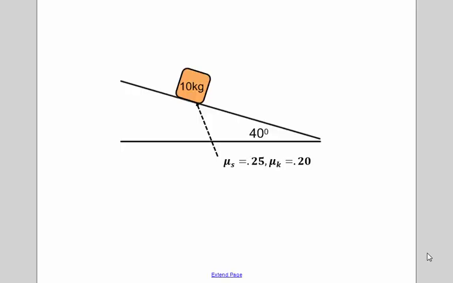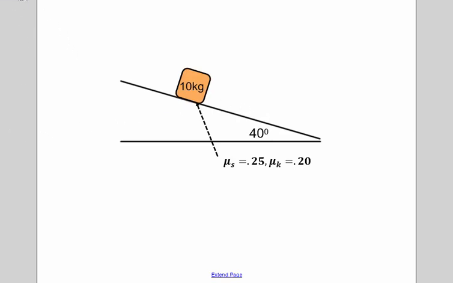This is Dr. Holt. In this video I have a 10 kilogram block. It's on an incline plane. The incline surface has a 40-degree angle coming off the horizontal. I have a static coefficient of friction of 0.25, a kinetic coefficient of friction of 0.20. We want to determine first whether or not this object is going to accelerate down the ramp or whether the object is in equilibrium.